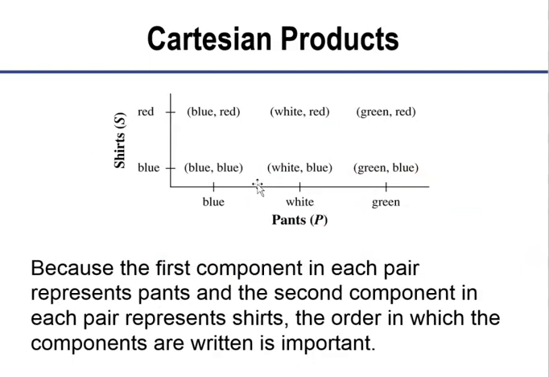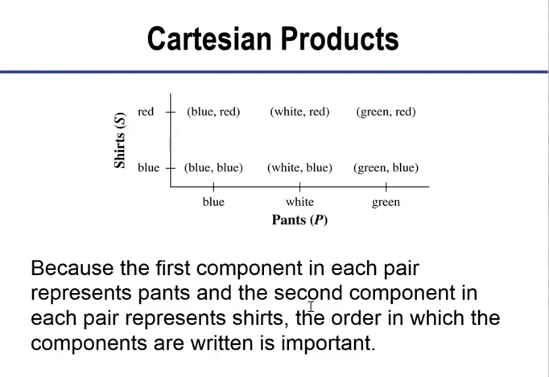Here's a way to organize it. I think I like my lines better, but whatever. So blue, blue, white, blue, green, blue. Remember, the first one is the pants listed. The second one is the shirt. Then you can combine blue with the red. So blue pants, red shirt, white pants, red shirt, green pants, red shirt. There's all 6 of our options. Because the first component in each pair represents pants, and the second component in each pair represents shirts, the order in which the components are written is important.